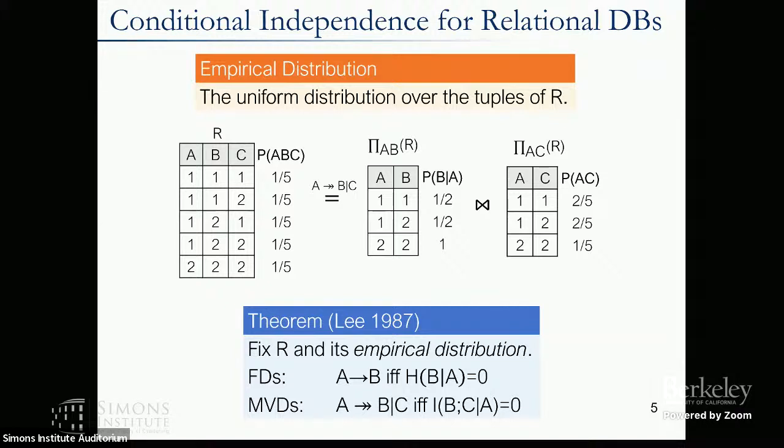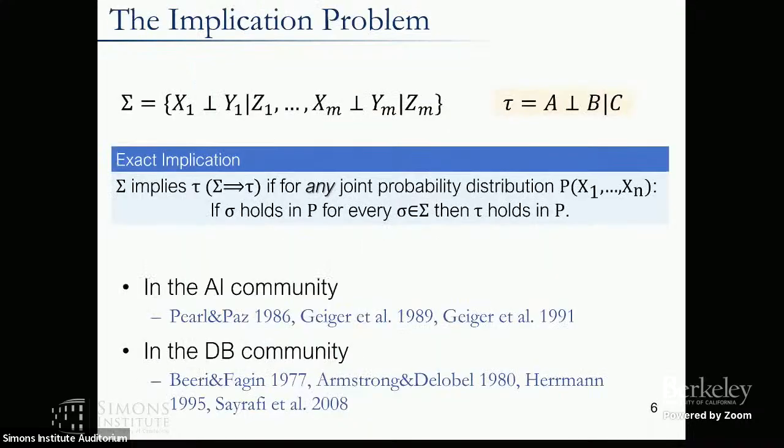Indeed, in 1987, it was shown that if we fix a relation and its empirical distribution, then a functional dependency, meaning, for example, here, A functionally determines B, holds if and only if the conditional entropy of B given A in this empirical distribution is 0. And this multivalued dependency, this ability to decompose the relation into two parts, holds if and only if the conditional mutual information is 0. So here we have a kind of conditional independence for relational databases.